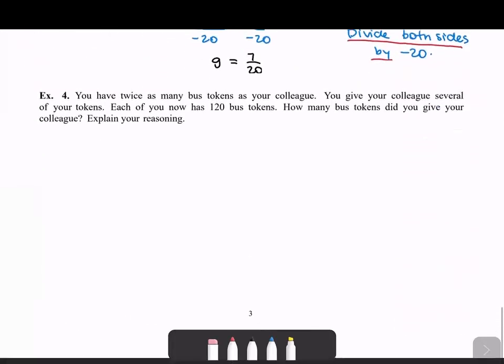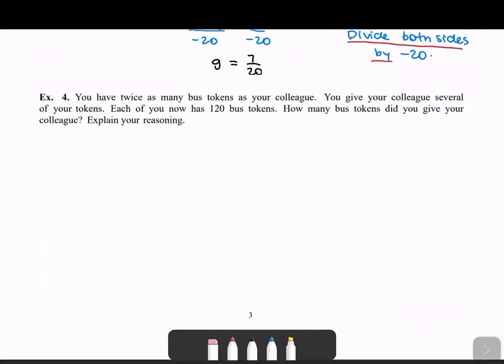Okay, so we have one more example of solving equations. So we're going to assume we have twice as many bus tokens as one of our colleagues, and we give our colleagues several of our tokens so that now we have 120 each. And we want to know how many bus tokens we gave him. And so to do this, we really need to know how many each of us started with. So let's reason it out.